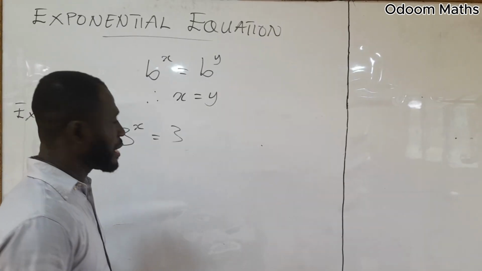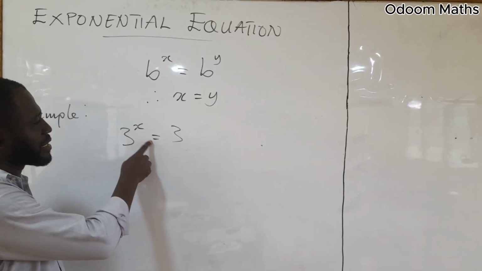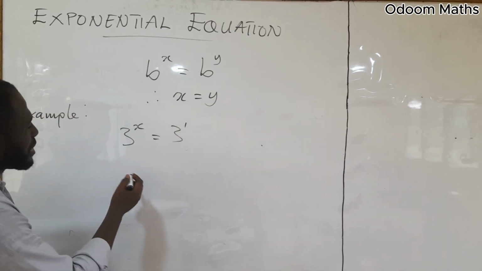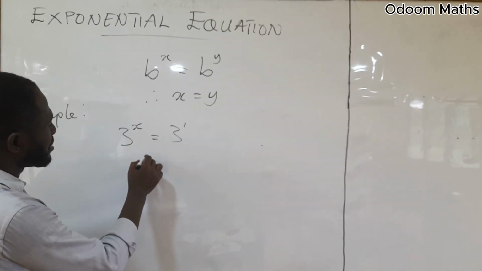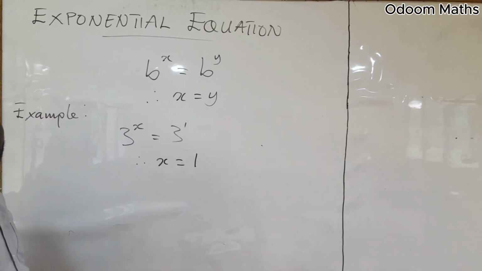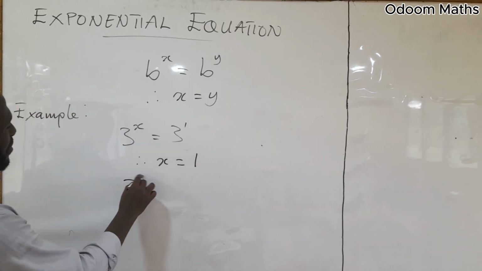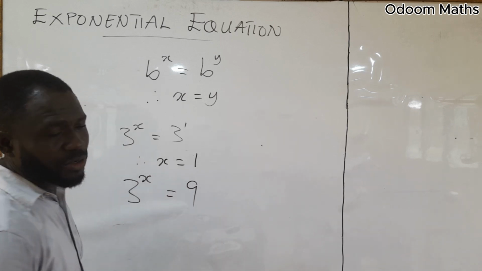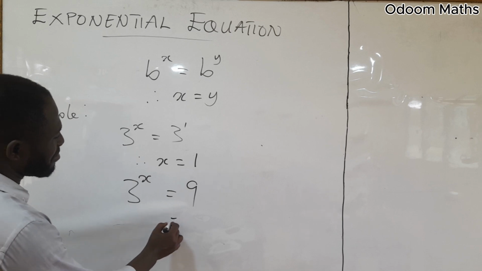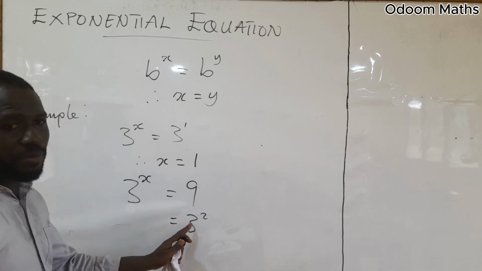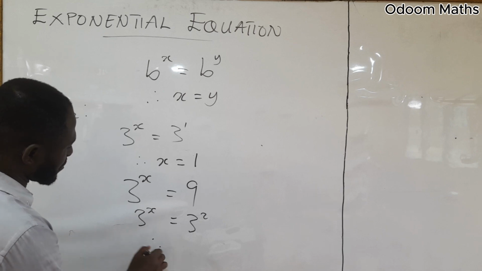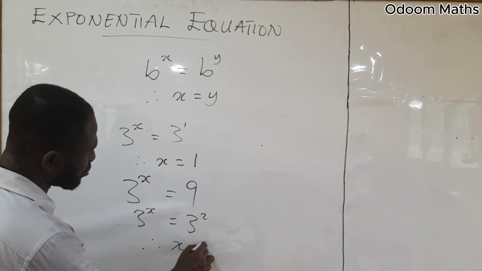Now let's look at this: 3 to the power x equals 3. This 3 has a power 1. Since the bases are the same, x is equal to 1. Let's take one more example: 3 to the power x equals 9. We can rewrite 9 as 3 to the power 2, because 3 to the power 2 is 9, and then 3 to the power x. Since the bases are the same, x is equal to 2.